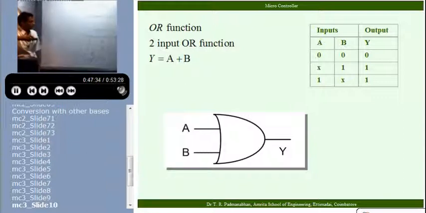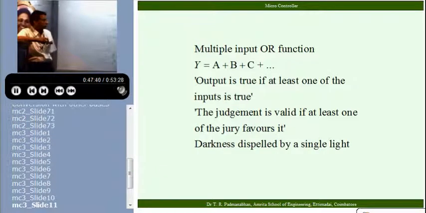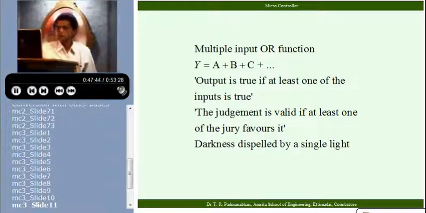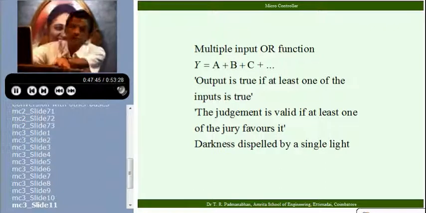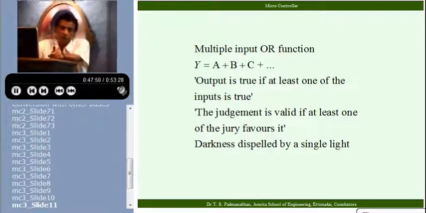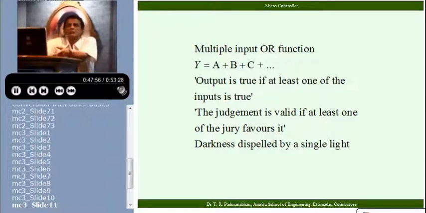Similarly, if A is 1, whatever is the status of B, output is 1. So that's a representation for the gate. We can extend the concept for multiple inputs. Output is true if at least one of the inputs is true. That's a statement. If any one is true at the input side, output is true. If any one is yes, output is yes, and so on.